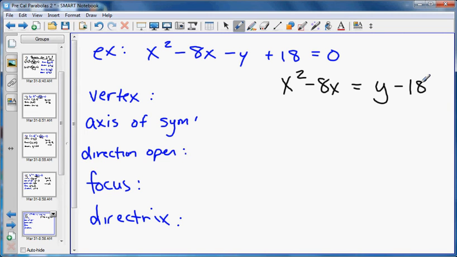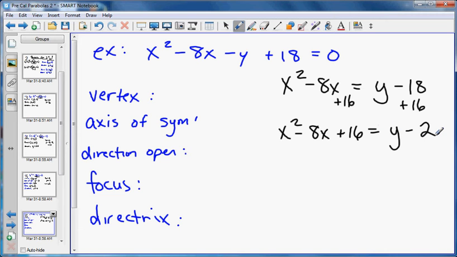Now I can complete the square. Cut negative 8 in half, that's negative 4. Square it, that's 16. Add 16 to both sides. So I get x squared minus 8x plus 16 equals y minus 2. Then I factor the left side. It'll be x minus 4 times x minus 4. So that'll just be x minus 4 squared.